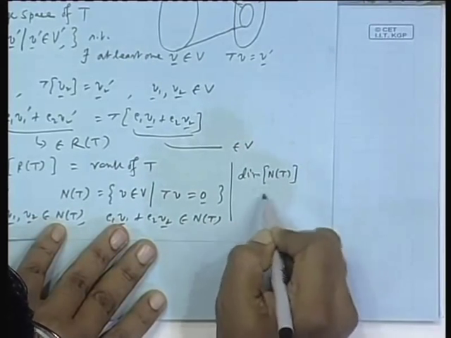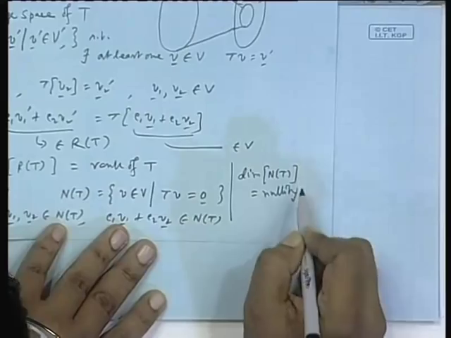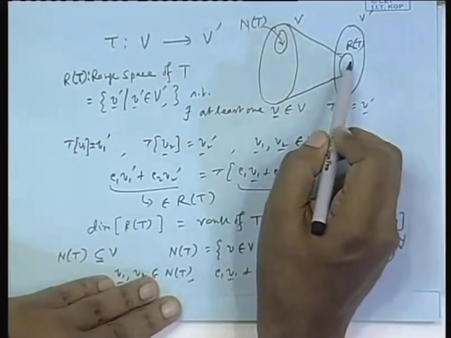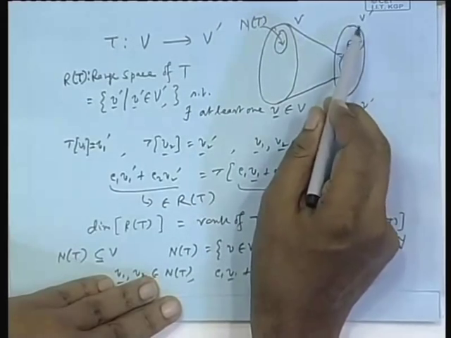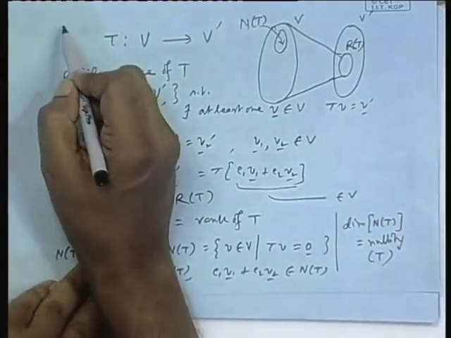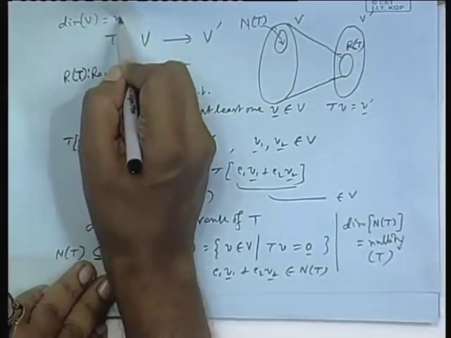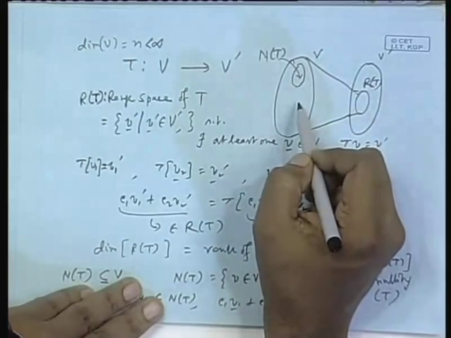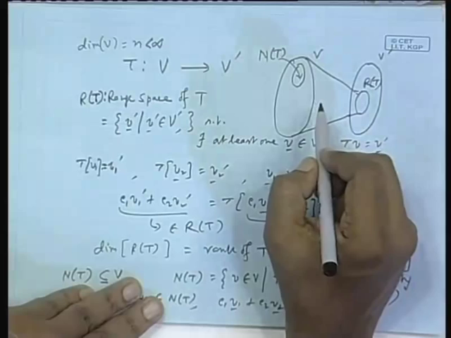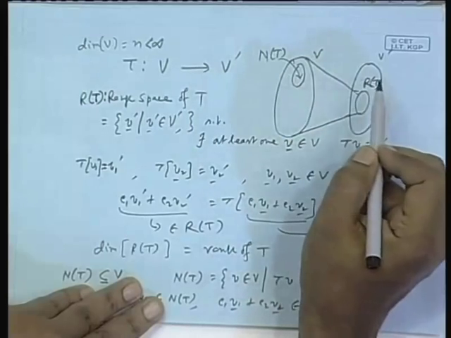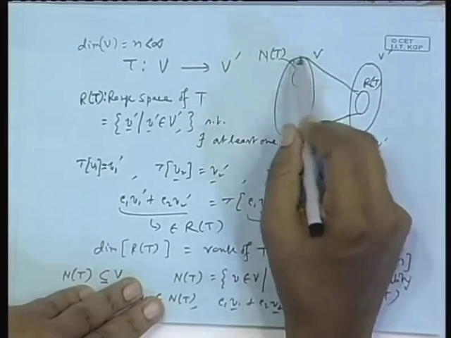The dimension of N(T) is called the nullity of T, and we will show this very elementary result: for any operator T which maps a vector space V to a subspace of another space V', if the dimension of V is n, that is, V is finite dimensional with dimension n, then n is equal to the dimension of R(T), that is the rank, plus the dimension of N(T), that is the nullity. That is, rank plus nullity is equal to the dimension of the original vector space V.